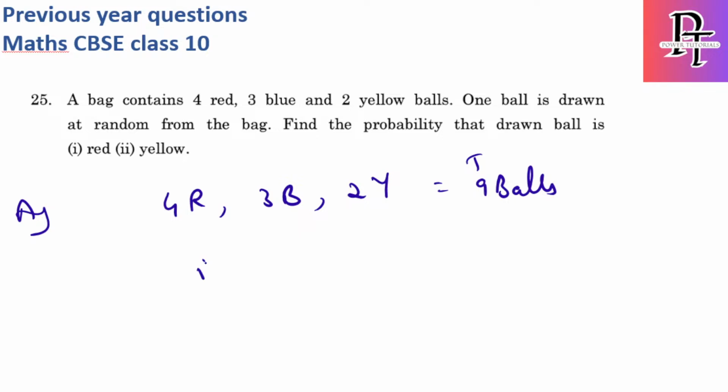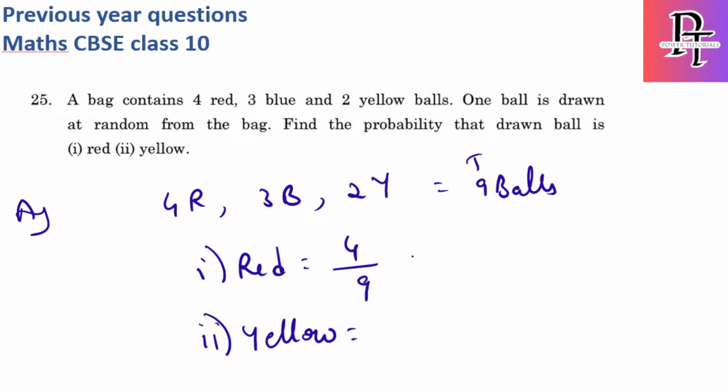So for red, what is the winning case? Red 4 by total 9. Whereas for yellow, winning guesses 2, but total guesses 9. Same way for this question, if they ask what is the probability that the drawn ball is red and yellow, done. So can anyone try what will be the probability that the drawn ball is red?